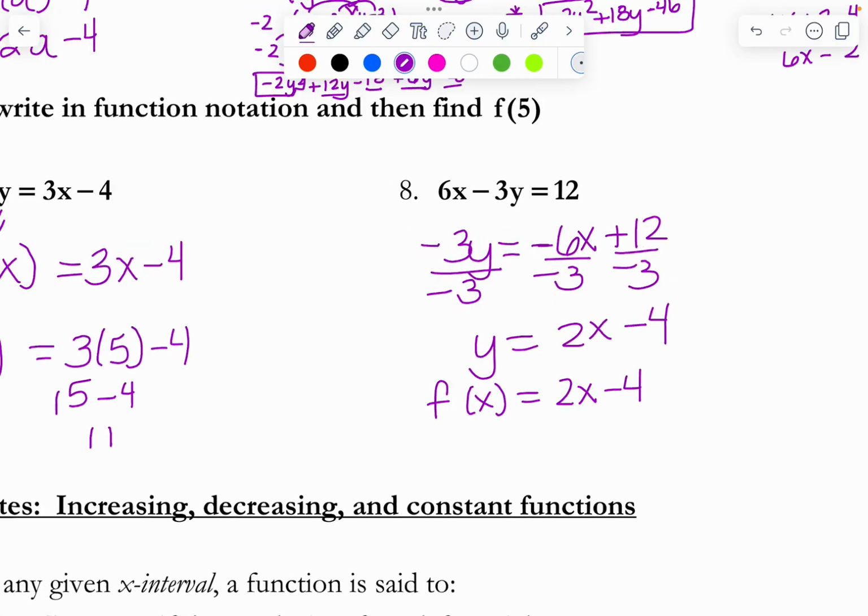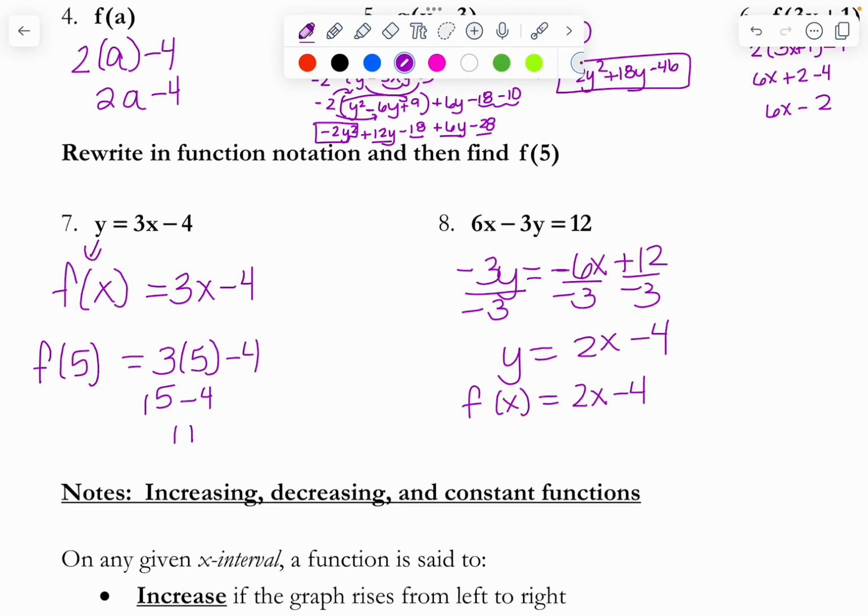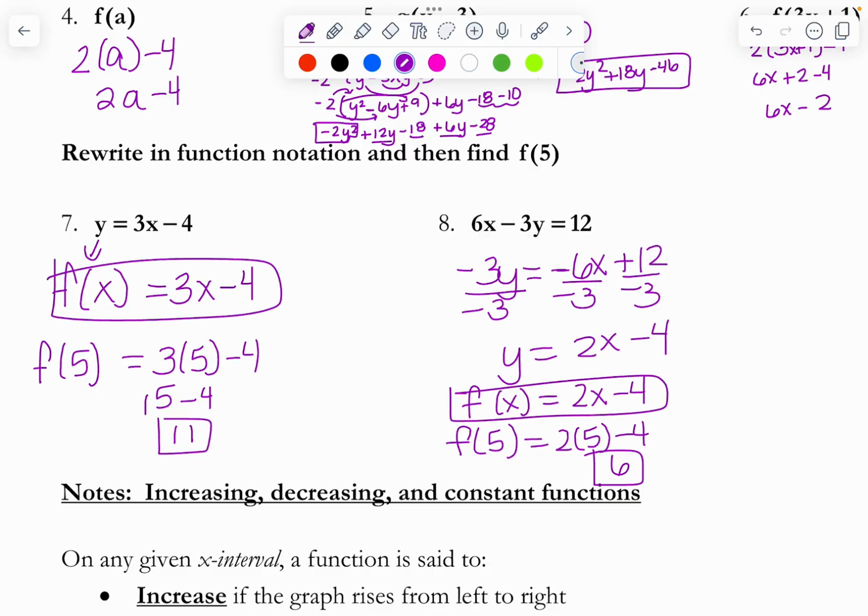So I did my first step. I found it in function notation. Now I'm going to plug in an f of 5. So 2 times 5 minus 4, which is 10 minus 4, which is going to be 6. So I had this, and here I also had this, and I had 11.